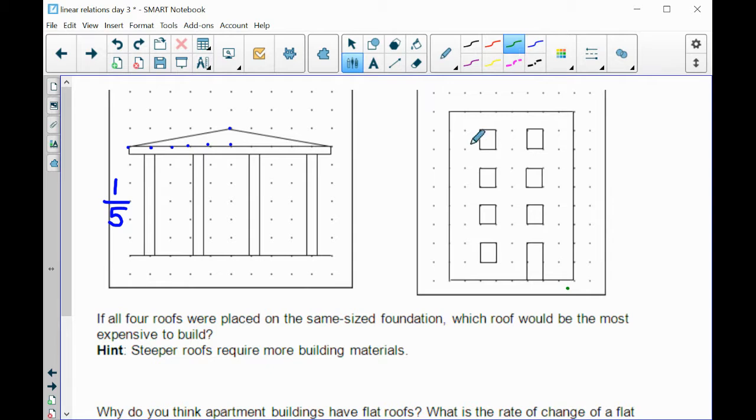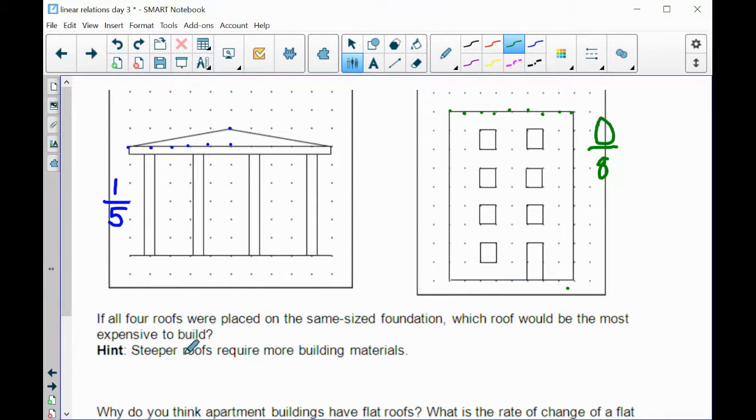And now this building, we have a 1, 2, 3, 4, 5, 6, 7, 8 run, but we don't have any rise. So our rise is going to be 0.